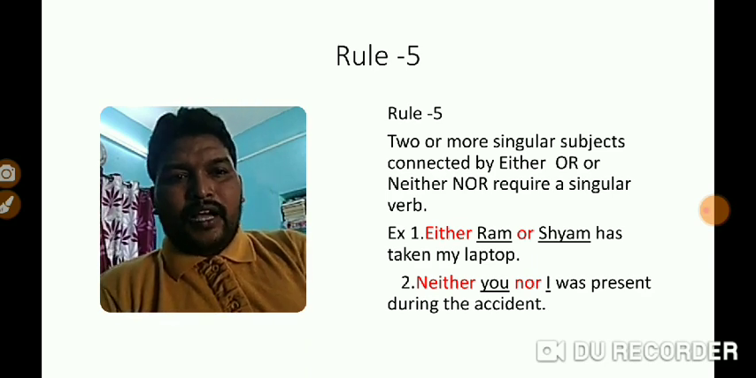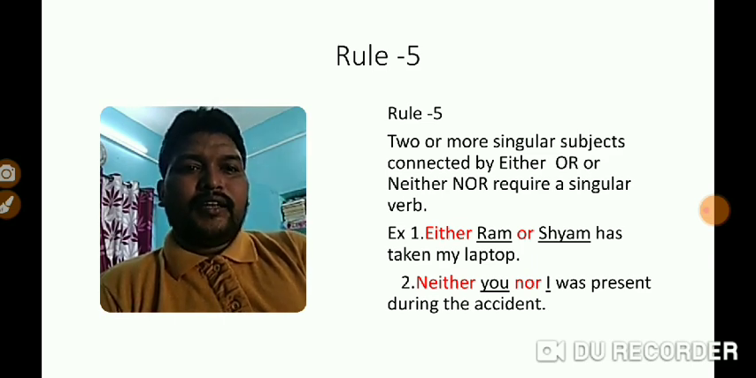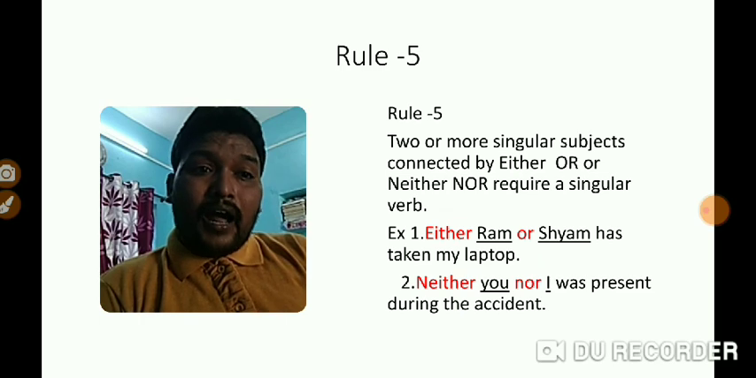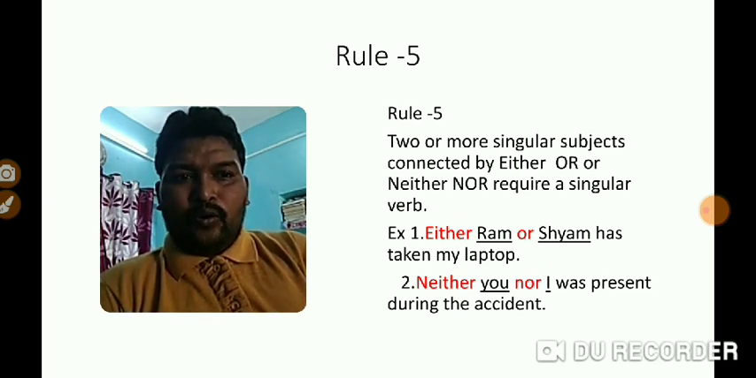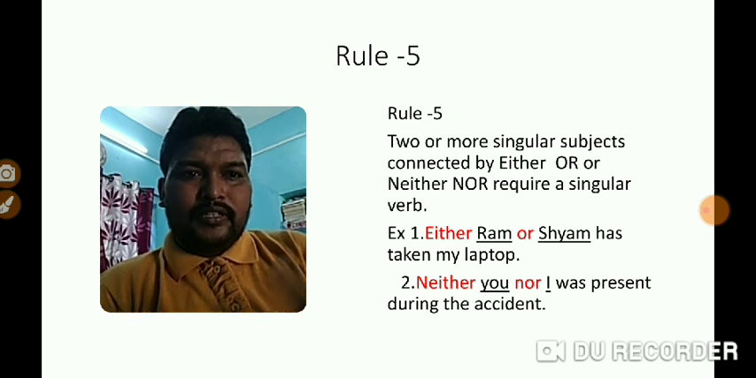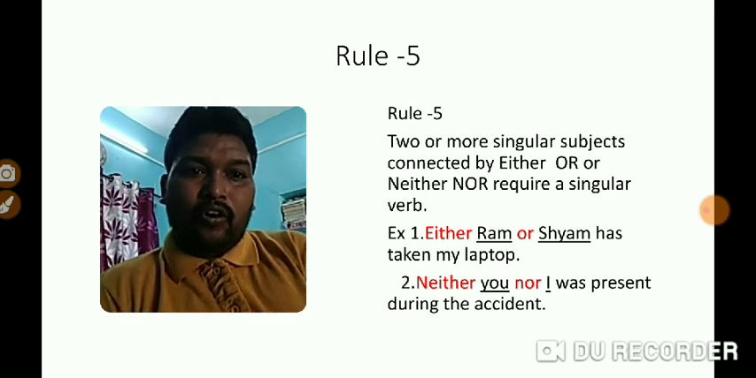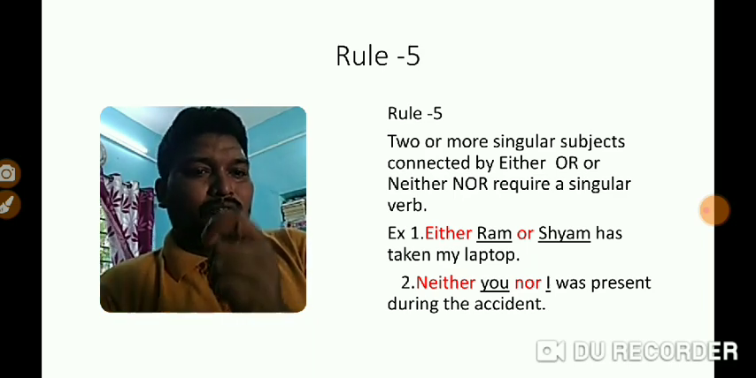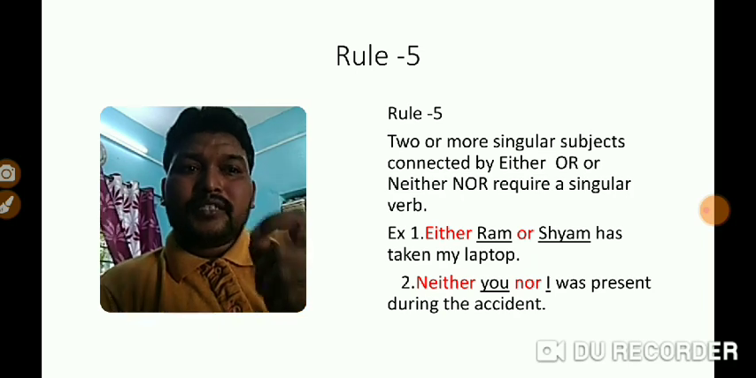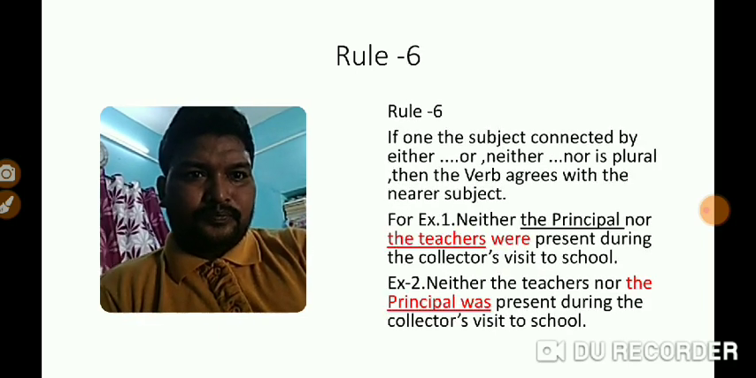In the same way, I've given an example for neither-nor also. You may go through it. Neither you nor I was present during the accident. I hope it's clear now. So the next time you encounter a sentence where you find either-or or neither-nor used, then be sure that the verb should be singular. Now let us move into the next rule.